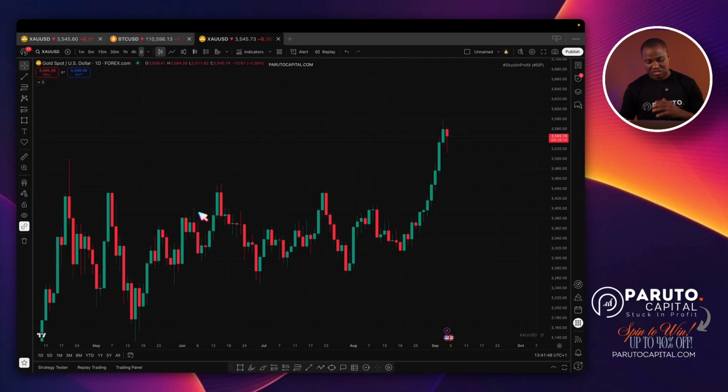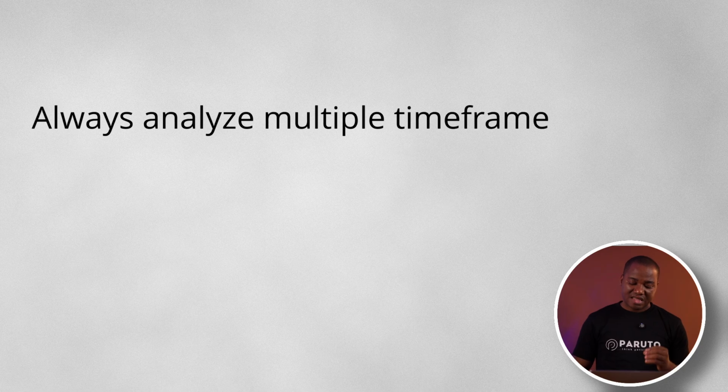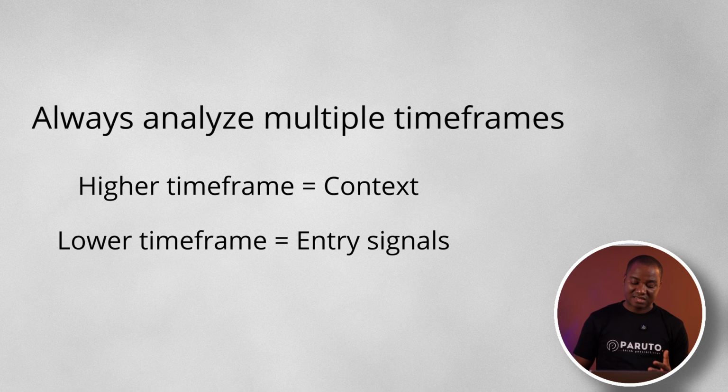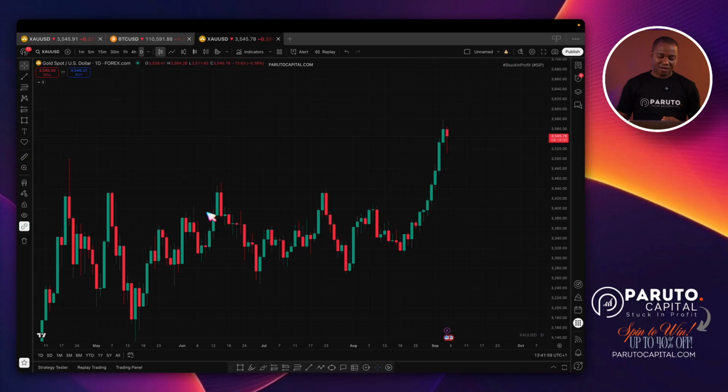Now, this is a tip I'm going to leave you with. Always analyze multiple time frames. The higher time frame gives you context, the lower time frame gives you your entry signals. For example, you might see an uptrend on the daily chart, but find your entry on the 1 hour chart. These time frames all say different things. So if you're able to analyze multiple charts, you'll likely always be on the right side of the market.